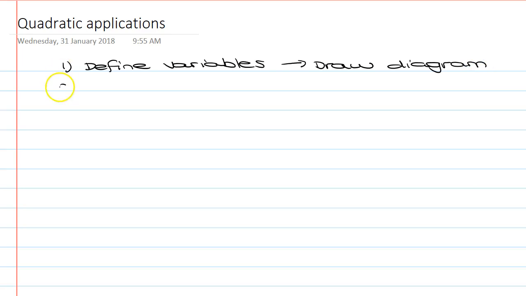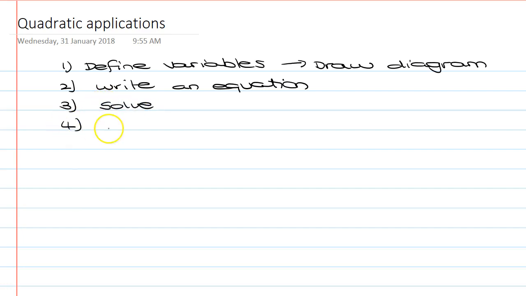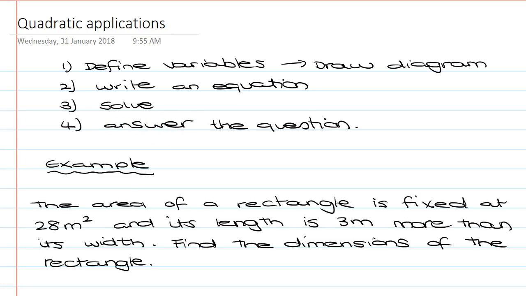The second step is to write an equation. The third step is to solve. The fourth step is to answer the question that you've been asked, and use words to answer. Because you'll be surprised how many people don't answer the question. Okay, let's run through an example.